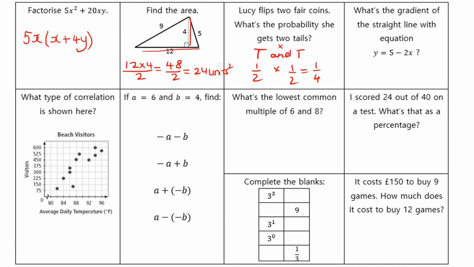What's the gradient of the straight line with equation y equals 5 minus 2x? So the coefficient of x is going to give you the gradient, so it's going to be -2. What type of correlation is shown here? So it's going up, isn't it, guys? So it's going to be a positive correlation.